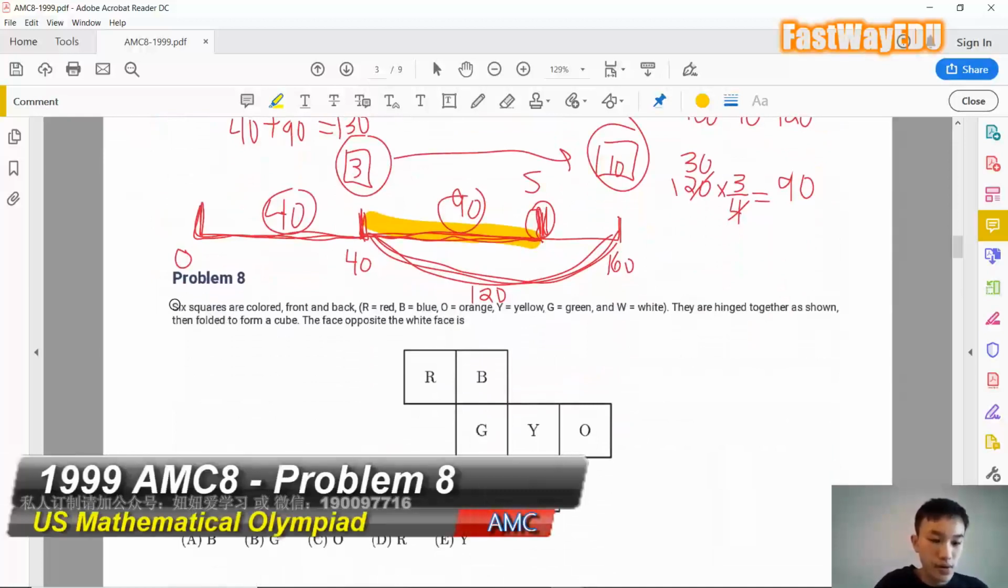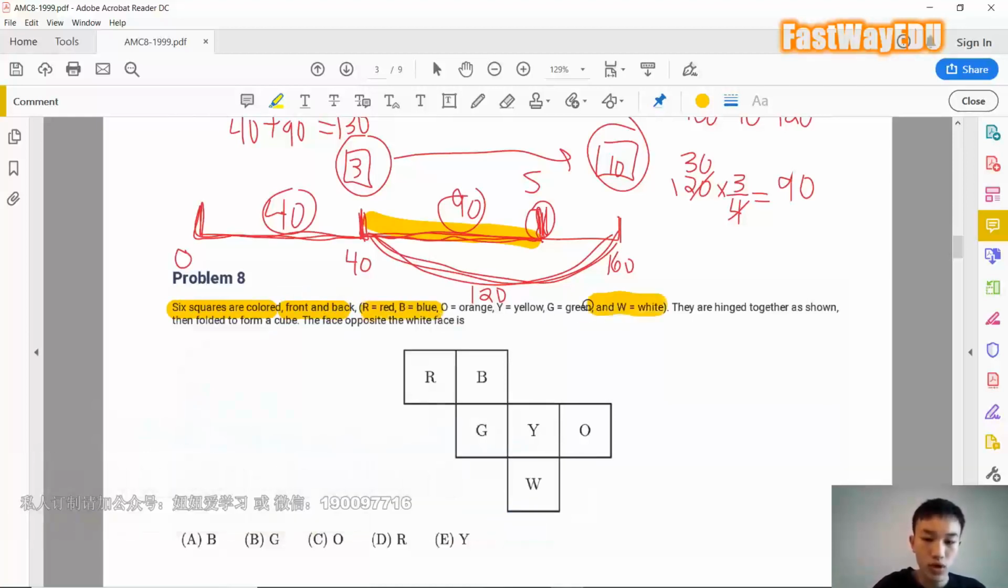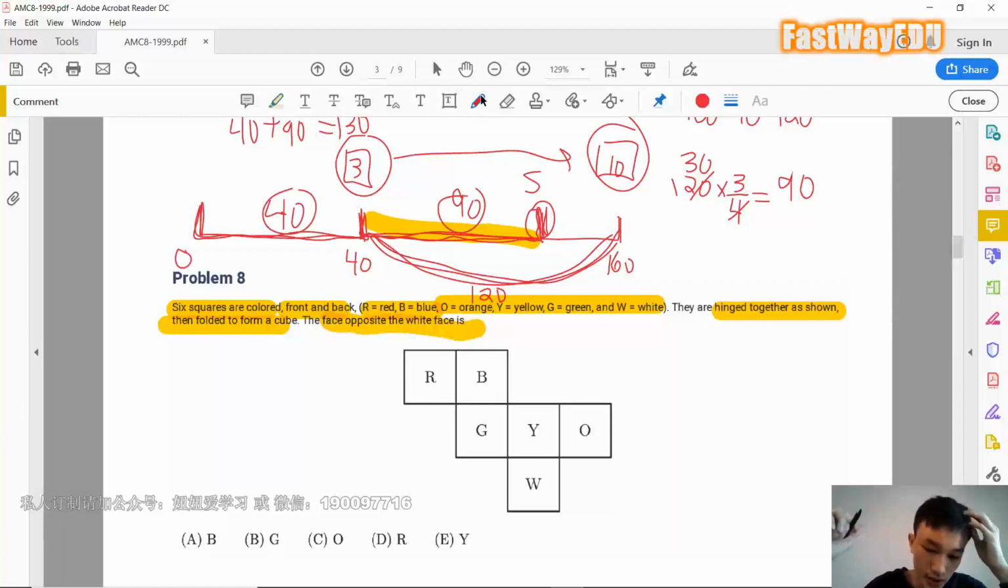Problem 8. 6 squares are colored front and back. R equals red, B equals blue, O equals orange. So all these colors, right? You're going to color each of these, and they're hinged together like this, and they're going to fold them to form a cube. Now the face opposite the white face is what?